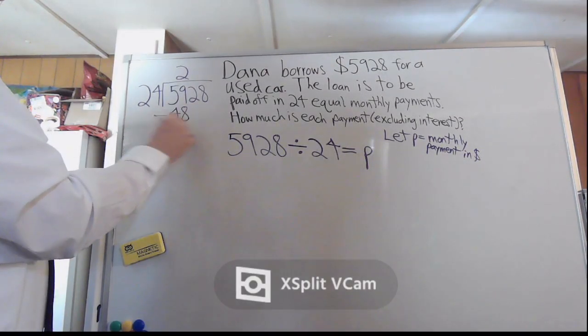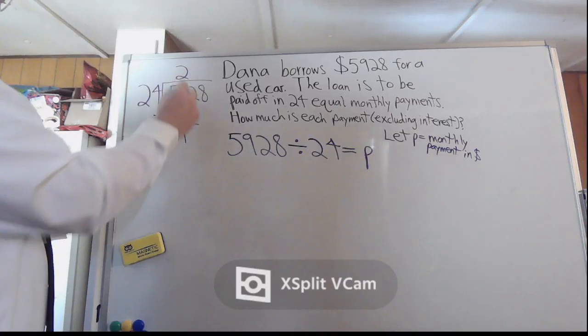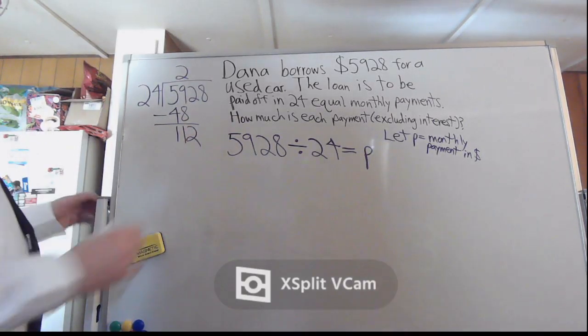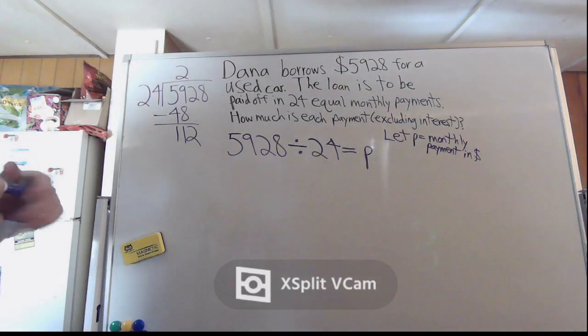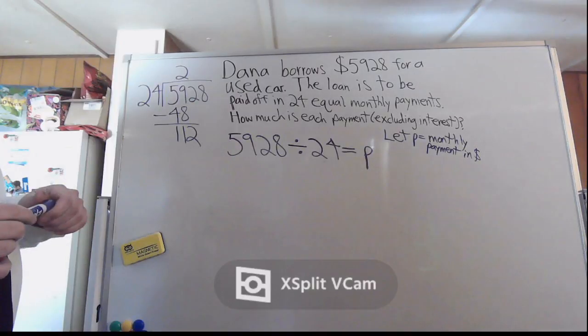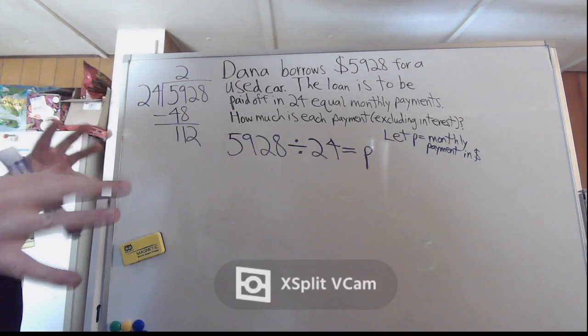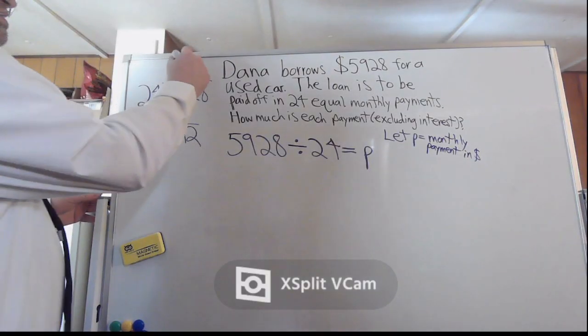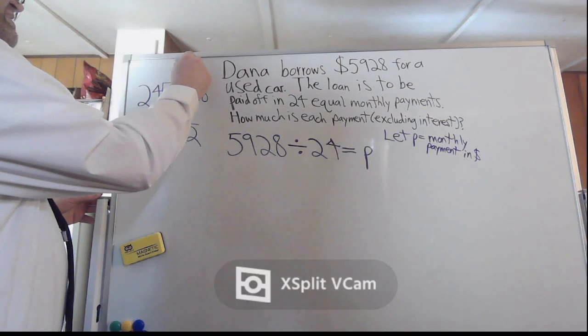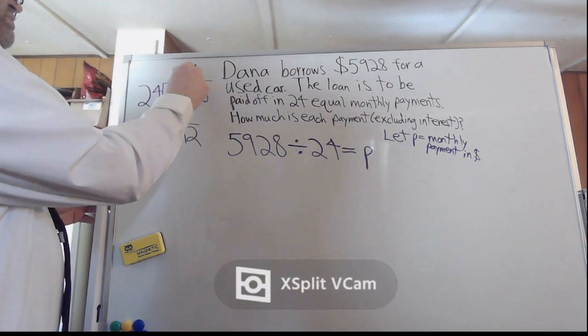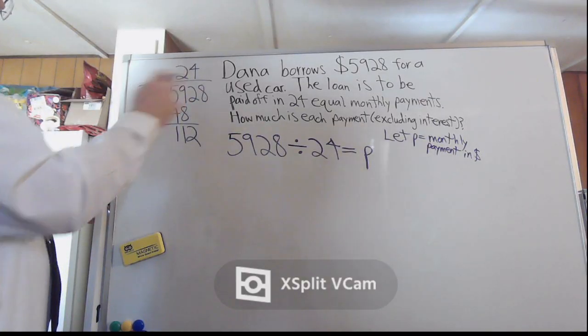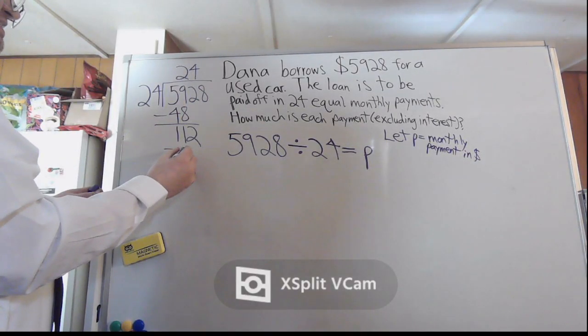Subtract that from 59, you get 11. Bring down your 2 from the dividend. So now you got to figure out how many times is 24 going into 112. Well, 24 times 5 is 120. That'll put you over. So 24 times 4, the next one below it, is 96. So it goes into 112 4 times. 4 times 24 is 96.